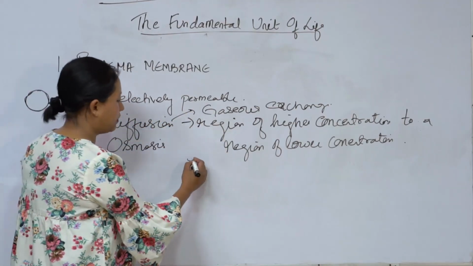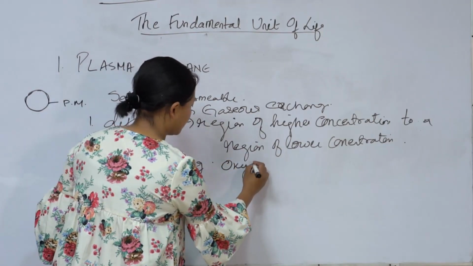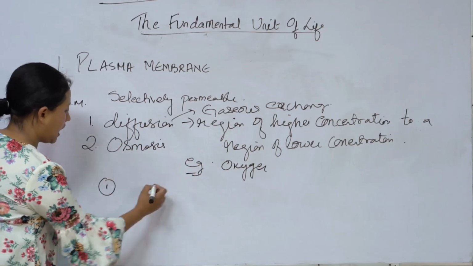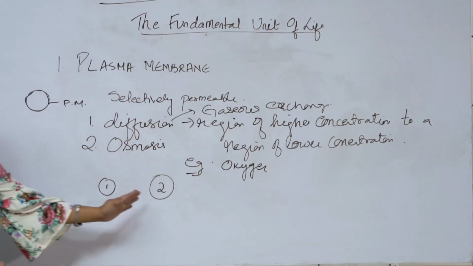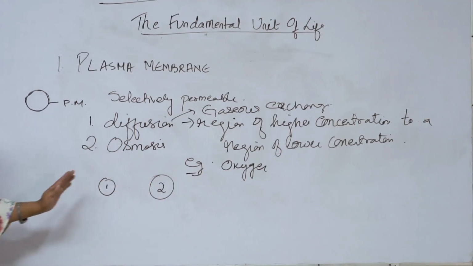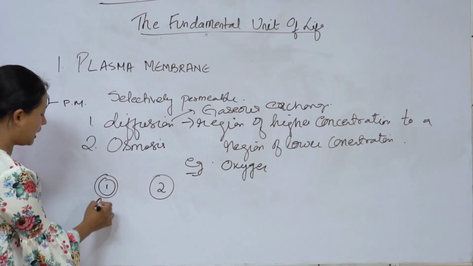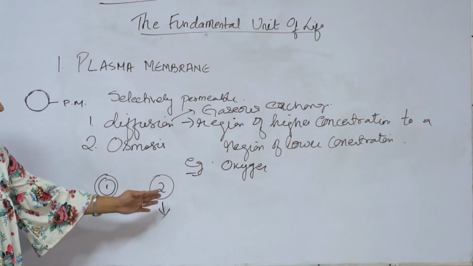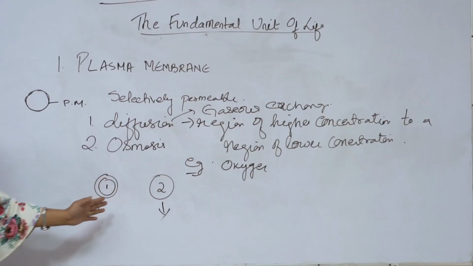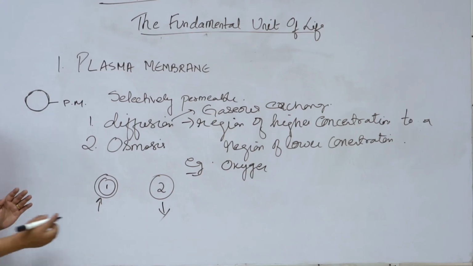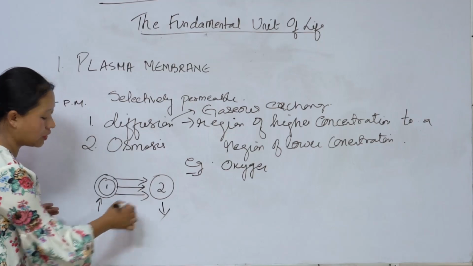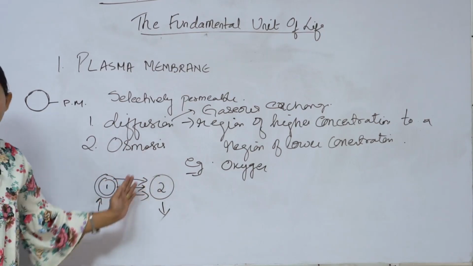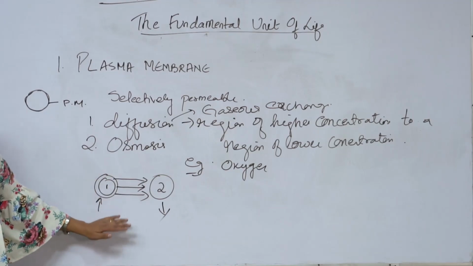Let me give you one example. Let us take oxygen. Say there are two media, region 1 and region 2. Let us say region 1 has a high concentration of oxygen, and region 2 has a low concentration of oxygen. In this case, the oxygen will start flowing from the region of higher concentration to the region of lower concentration, that means from region 1 to region 2. This is the process of diffusion.